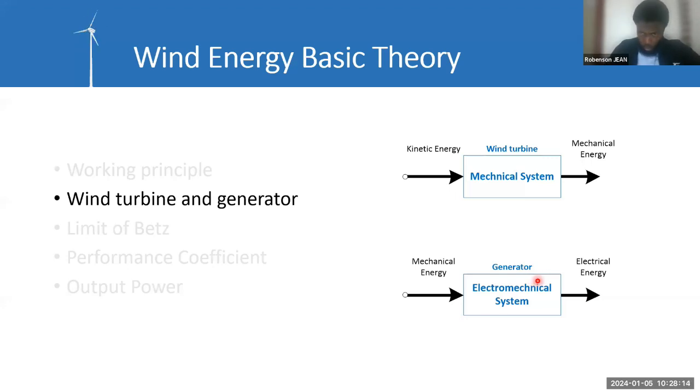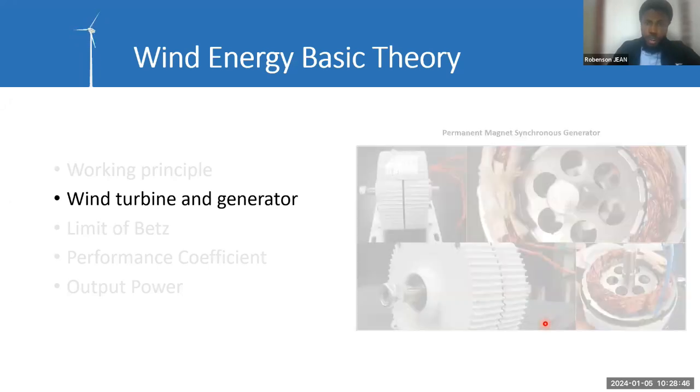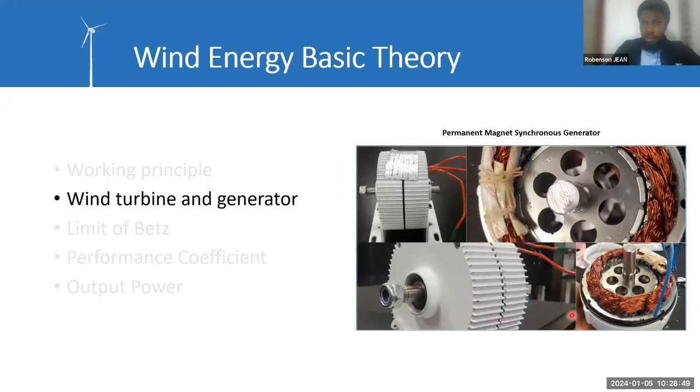There are two subsystems that are most of the time mixed together. When you see a wind turbine, inside it there is the wind turbine itself and a coupled generator in order to produce electricity directly from the wind energy. So what happens to the efficiency of a wind turbine? We have to know that. This is an example of a generator.